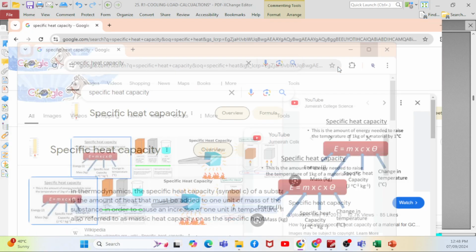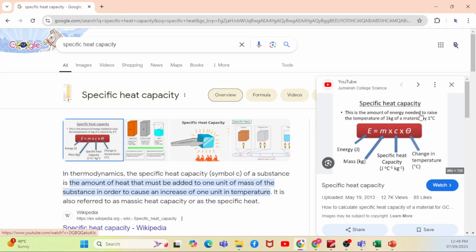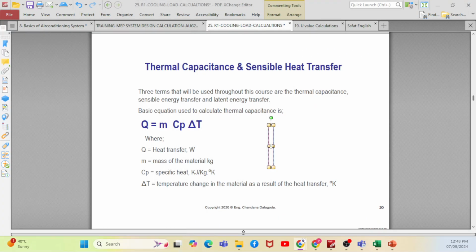See, specific heat is nothing but the amount of energy needed to raise the temperature of 1 kg of a material by 1 degree Celsius. Assume that you have different materials, right? All materials are not uniform. For example, if I'm using 1 kg of concrete, to increase the temperature by 1 degree you may require more energy, right? That is a constant value specific to each material. So this is the heat equation. I will share one sample example in the coming slide.